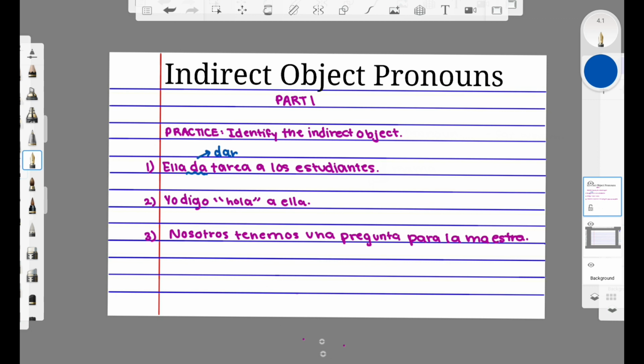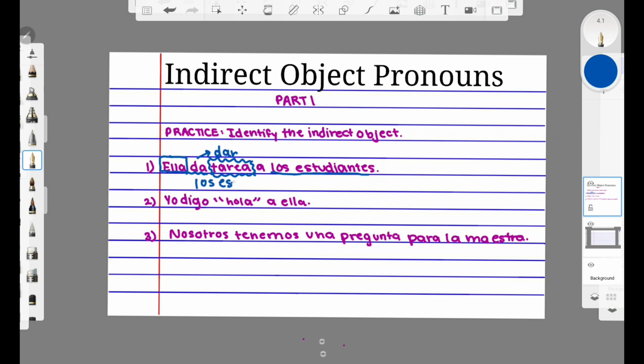So, ella da means she gives tarea, homework, a los estudiantes, to the students. So we know that da is our verb, ella is our subject. What does she give? She gives homework, she gives tarea. That's our direct object. But right now we're talking about indirect objects. She gives the homework, she gives the tarea to who or to whom? To the students. A los estudiantes. So that is our indirect object.